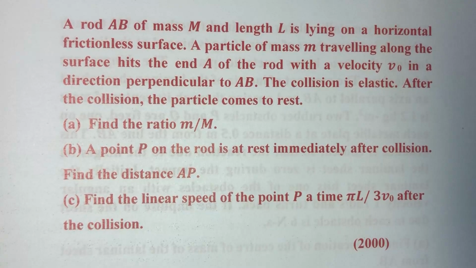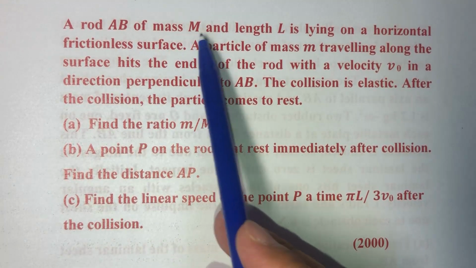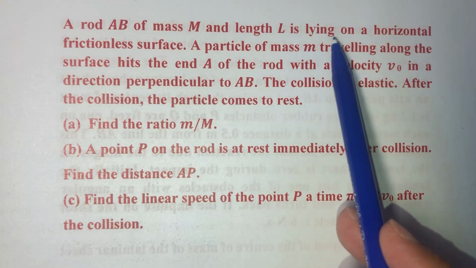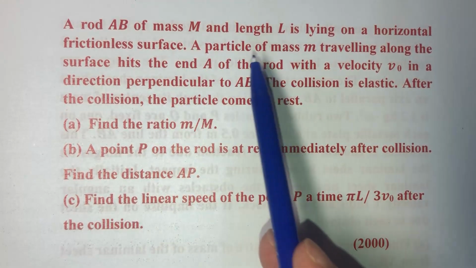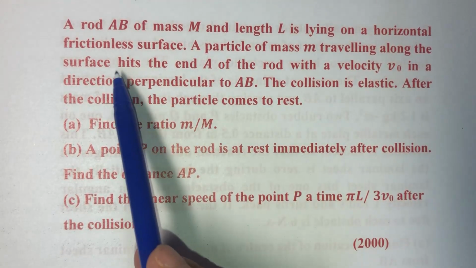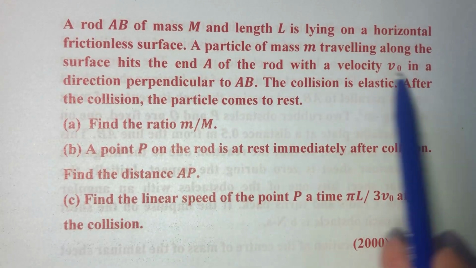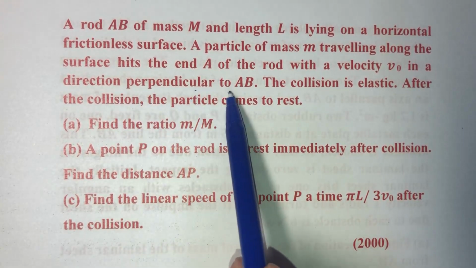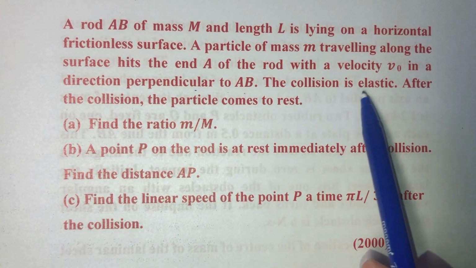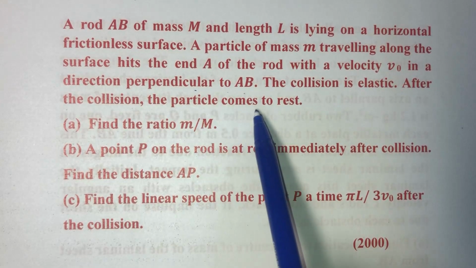Hello friends, in today's question, a rod AB of mass m and length L is lying on a horizontal frictionless surface. A particle of mass m traveling along the surface hits the end A of the rod with the velocity v0 in the direction perpendicular to AB. The collision is elastic. After the collision, the particle comes to rest.